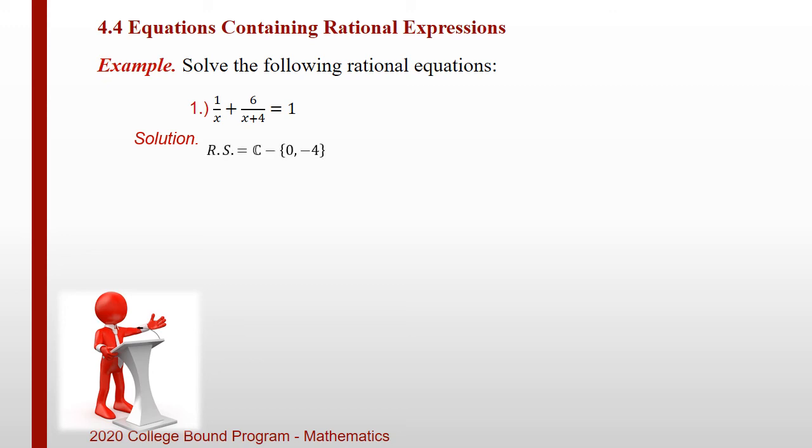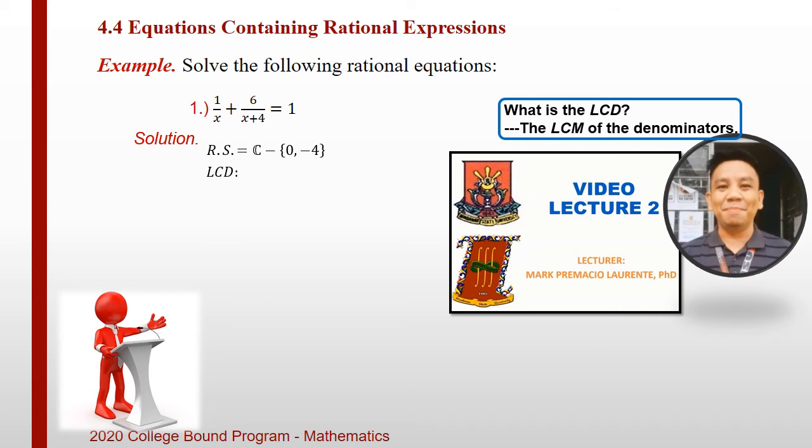Recall that by definition 4.1.3, the replacement set is the set for which the equation is defined. In this case, we choose the set of complex numbers minus the set containing 0 and negative 4 because when x equals 0, 1 over 0 is undefined, and when x equals negative 4 plus 4 equals 0, giving us another undefined fraction. Next, we will find the least common denominator. If you are asking what is the LCD, it is the least common multiple of the denominators.